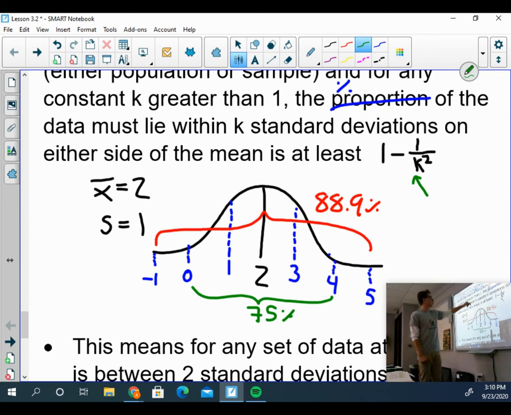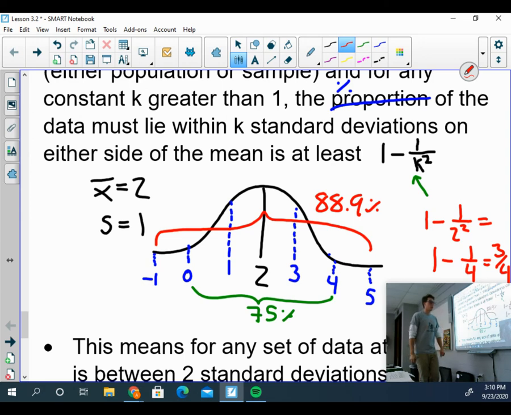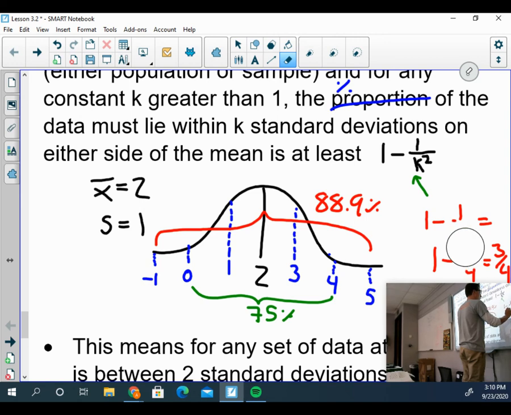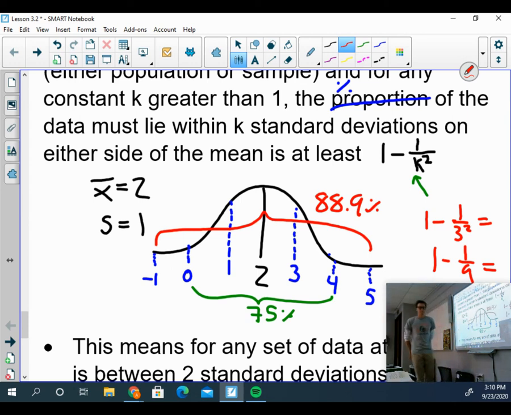Well, when he says 2 standard deviations, you plug in 2 for k. If you do that, you get 1 minus 1 over 2 squared. What is 2 squared? 4. 1 minus 1/4 equals 3/4, which is 75%. If you did it for 3 standard deviations, you're going to get 1 minus 1 over 3 squared, that's 1 minus 1/9, aka 8 over 9, which is 88.9%.